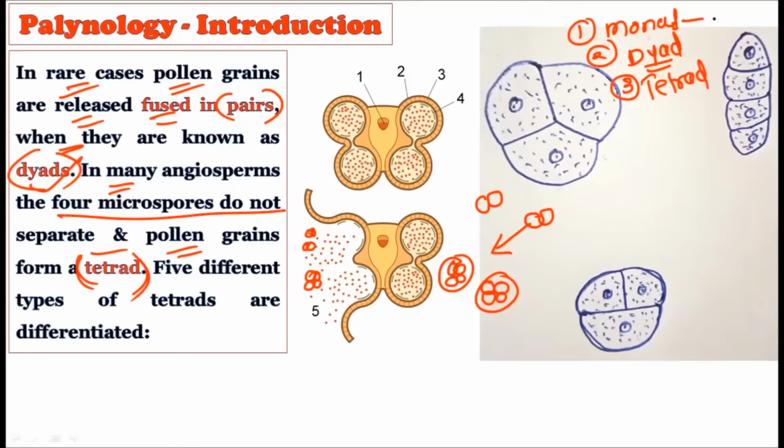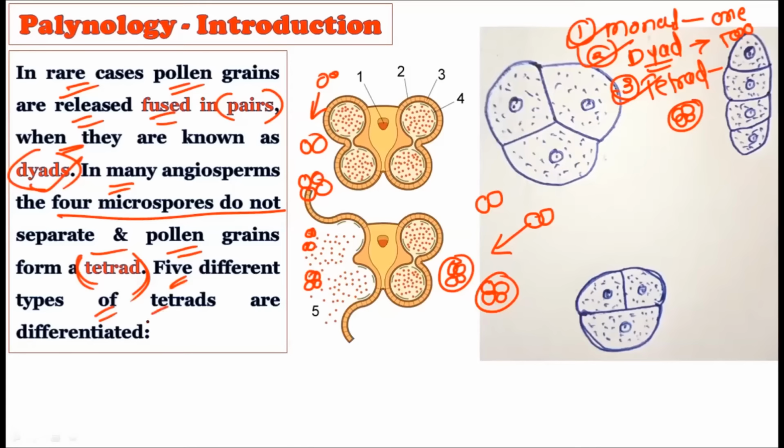The first is the monad, in which one pollen grain is liberated. In the dyad, we have two pollen grains which are liberated together from the pollen sac. And in the tetrad, the four pollen grains do not separate from one another, and they dehisce from the pollen sac. So the monad, dyad, and tetrad kinds of pollen grains exist in angiospermic plants. When a single individual pollen grain liberates itself, it is called a monad. If they liberate in pairs, they are called dyads, and if they liberate in fours, they are called tetrads.